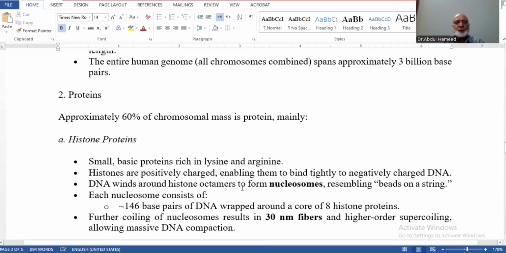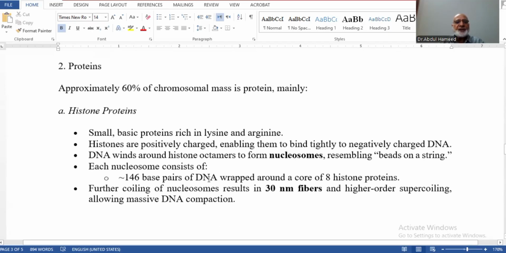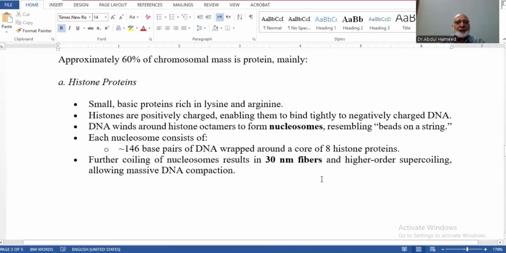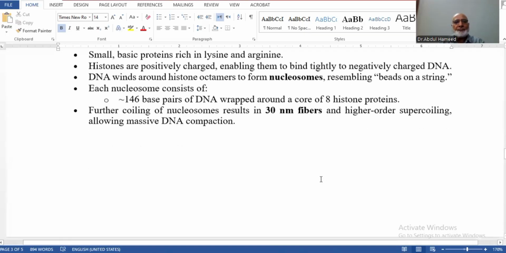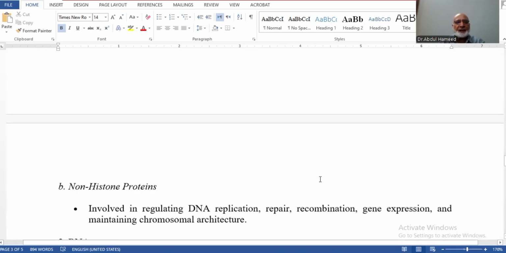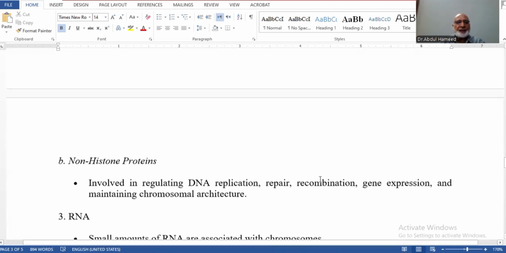DNA wound around histone octamers forms a nucleosome, resembling beads on a string. Each nucleosome consists of more or less 146 base pairs of DNA wrapped around a core of 8 histone proteins, which is the octamer. Further coiling of nucleosomes results in a 30 nanometer fiber, and then there is some other higher order supercoiling, giving massive compaction of DNA in chromosomes. That compaction is very important for the equal distribution of chromosomes during mitosis and meiosis.